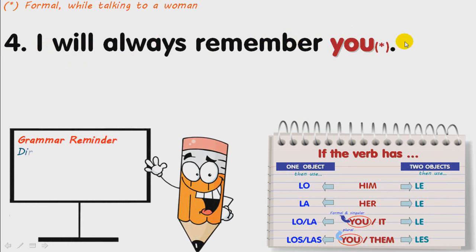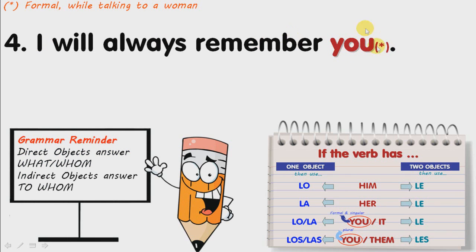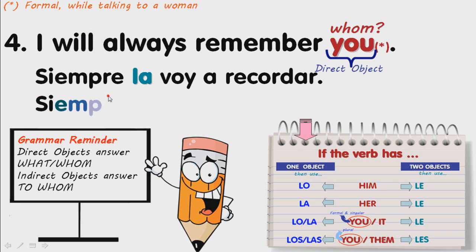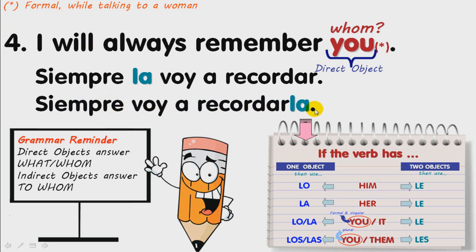I will always remember you. In this case, you is referring to a woman. It's a formal situation. We are talking to a woman. So this sentence has one object, which means that we have to use this column. So you, in this case, it's formal, it's singular and referring to a woman. Siempre la voy a recordar. And as we have two verbs, we have two options as well. Siempre voy a recordarla.